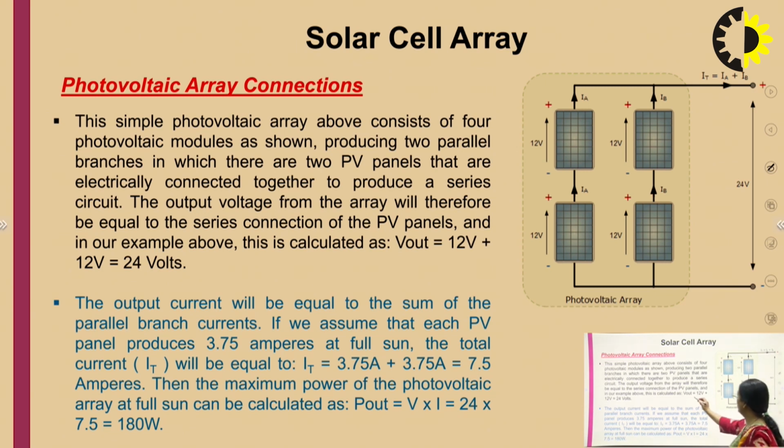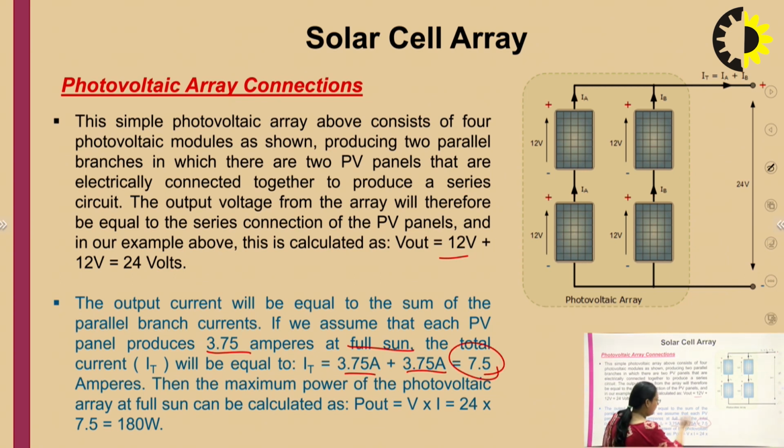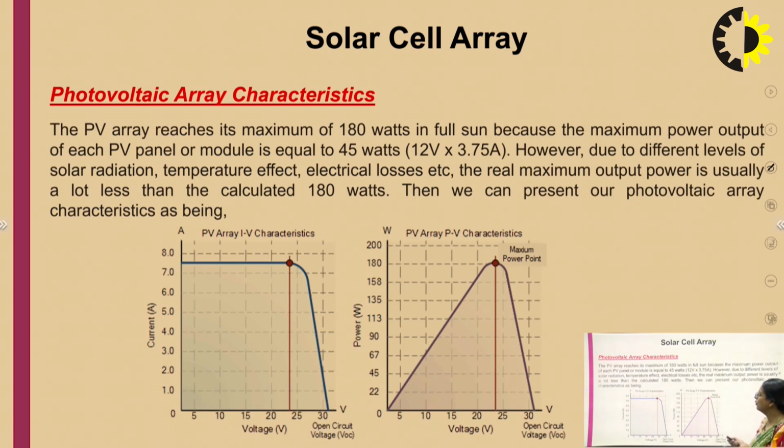The output voltage will be around 12 volts per panel, and the current produced by a single panel is 3.75 amperes at full sun. So the total current will be 3.75 plus 3.75, equal to 7.5 amperes, and we can calculate the output power from the voltage and the current. 24 into 7.5 comes out to be 180 watts from this solar array.